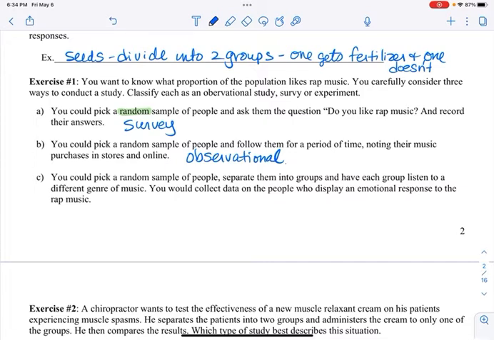You could pick a random sample of people, separate them into groups, and have each group listen to a different genre of music, and you would collect data on the people who display an emotional response to their rap music. Well, that would be the same thing, but doing an experiment.